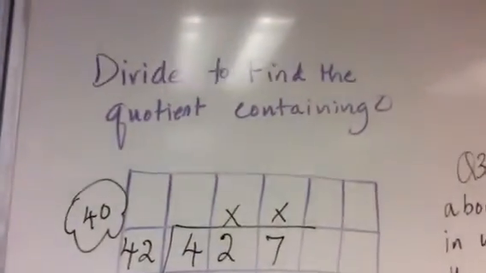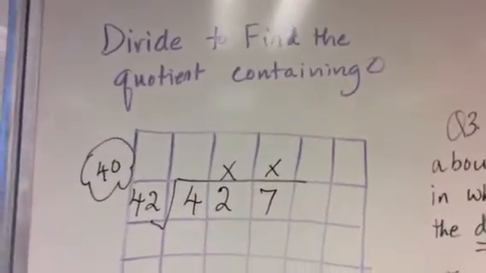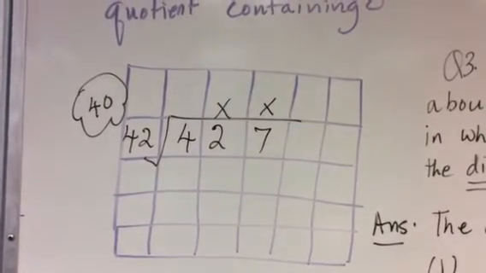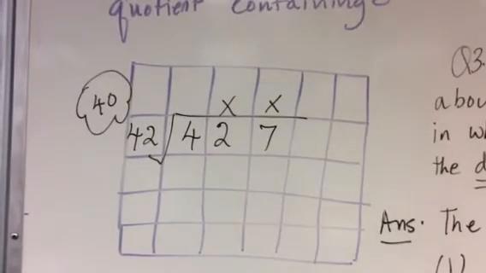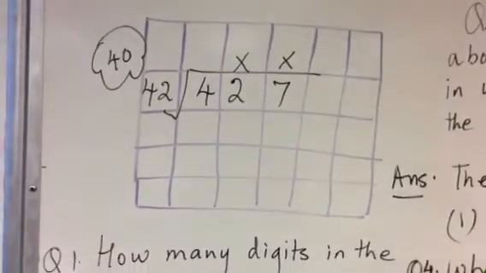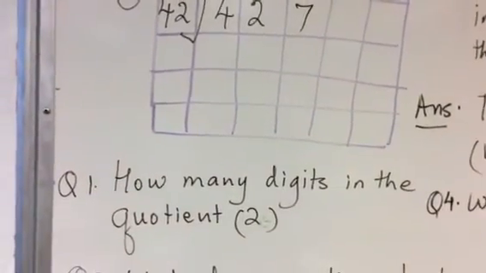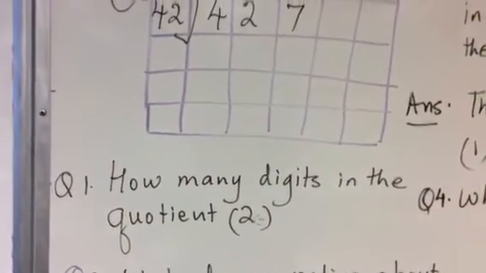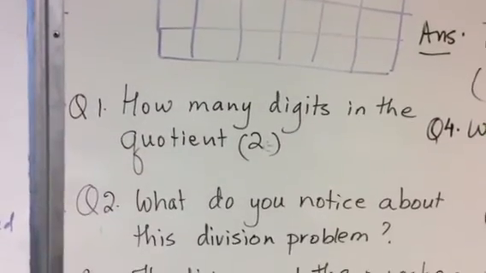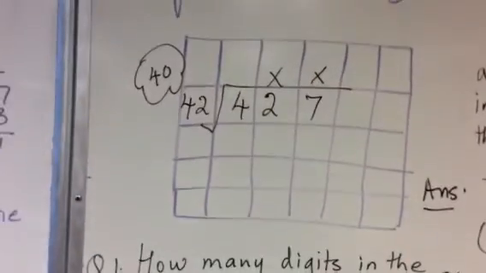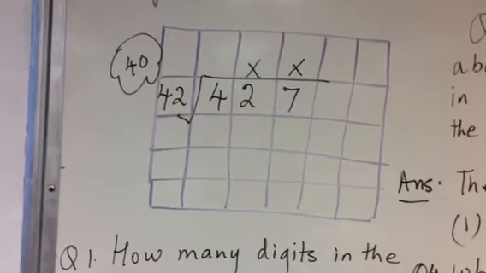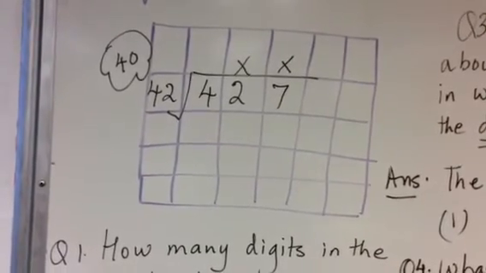Now how do you divide to find the quotient containing 0? 42 divide into 427. How many digits will be there in the quotient? There will be 2 digits in the quotient. And that's what I wrote over here. Number 1, how many digits in the quotient? 2 digits in the quotient. What do you notice about this division problem? 42 divided into 427.